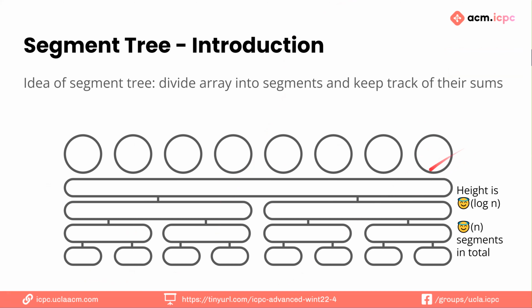If you look at the bottom layer, there are n segments because they represent each element in the array. The layer above that has n over 2 segments, the layer above that has n over 4. If you add them up, there should be less than 2n segments. So the number of segments, or the space complexity, would be O of n.